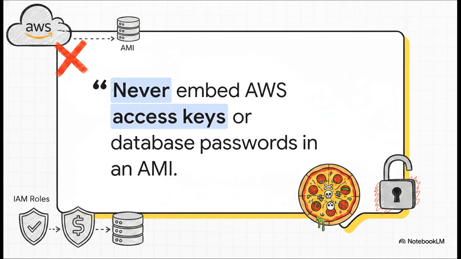And here is a critical warning I want you to remember forever. Never, ever embed AWS access keys or database passwords directly into an AMI. Never put those secret ingredients in. It's basically like poisoning your own pizza before handing it out. If anyone accesses that public AMI, your entire database gets hacked. Instead, rely on IAM roles or AWS Secrets Manager. It's literally the only secure way to do it.